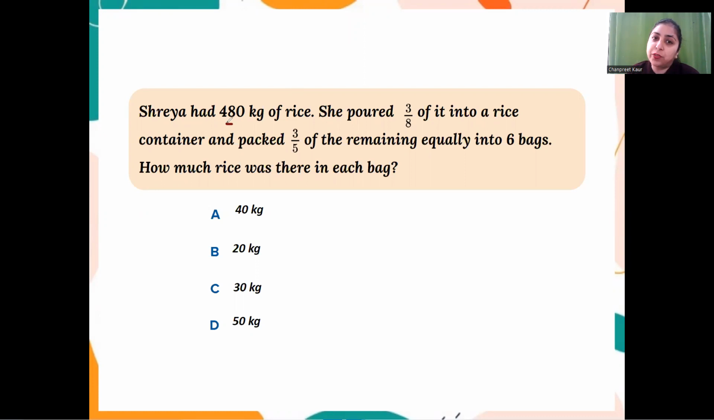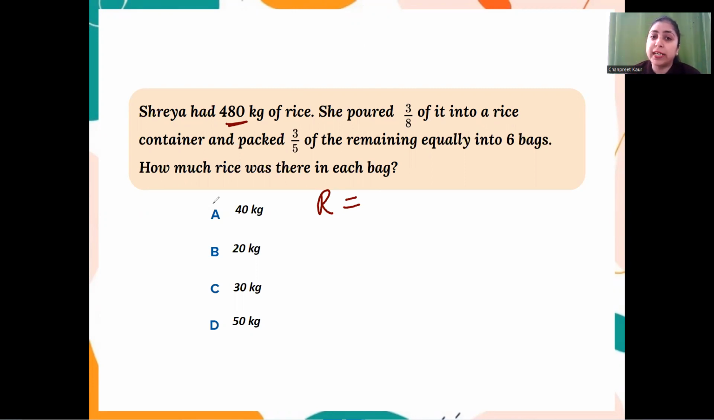So Shreya had 480 kg of rice. Okay. She poured 3/8 of it into a rice container. Okay. So what is the remaining? One way is just find the 3/8 of 480 and subtract that value from 480.